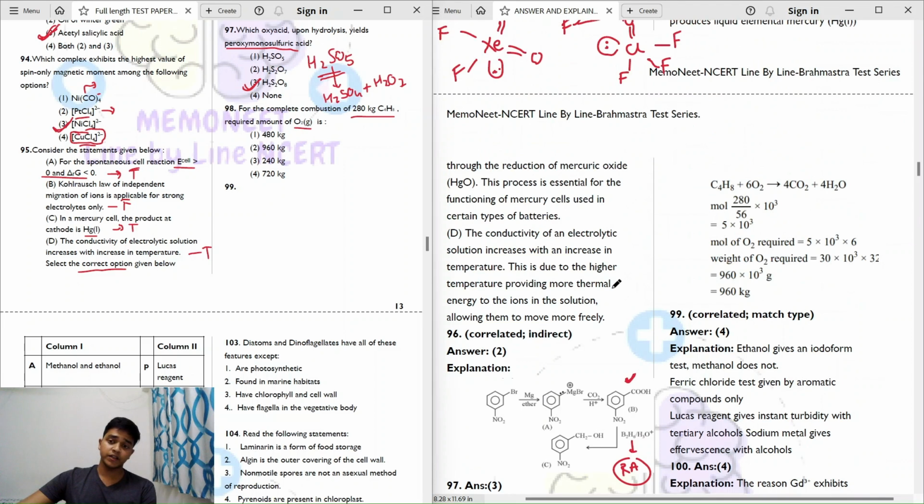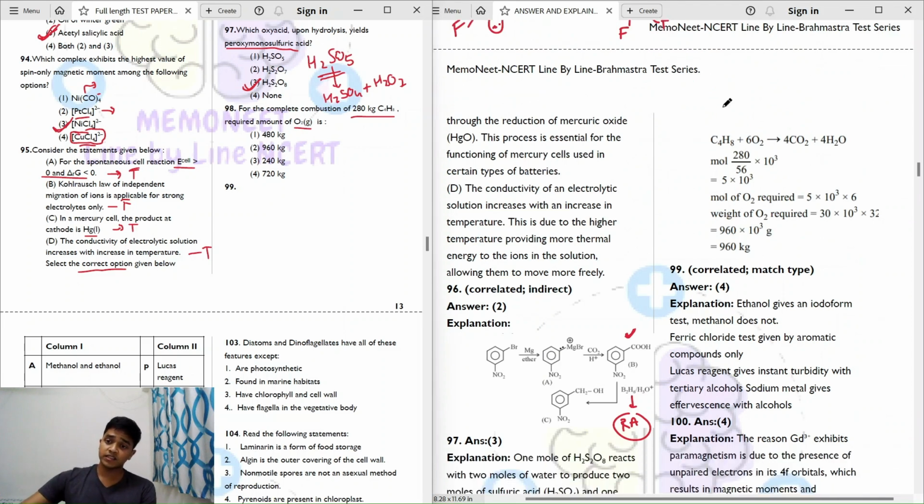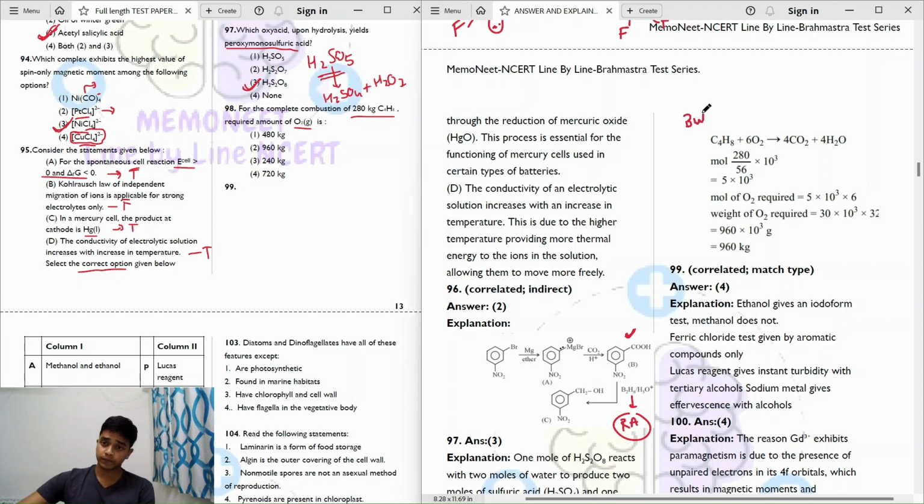Okay, so first of all we'll need to write the balanced equation for it. So the balanced equation for combustion of C4H8, which is butene, right? So the combustion of butene will be C4H8 plus 6 moles of O2 gives 4CO2 plus 4H2O. So 1 mole of butene will require 6 moles of O2.